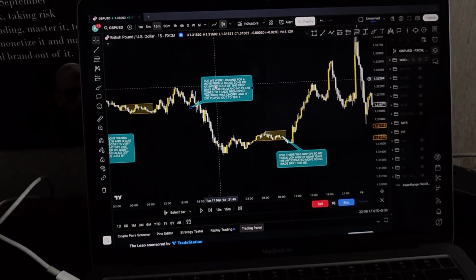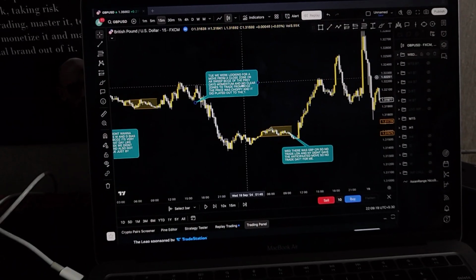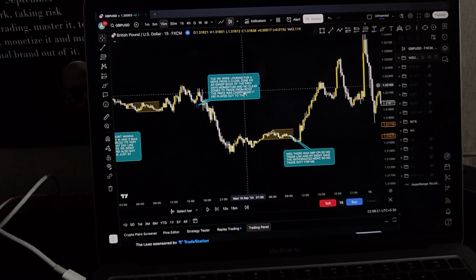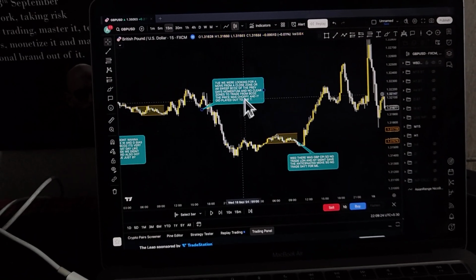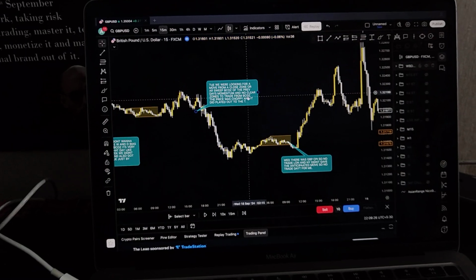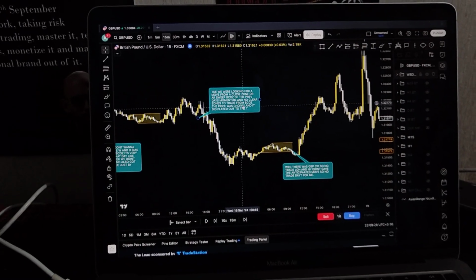Tuesday, we were looking for a move from a closed zone or an Asian range sweep because of the previous day's momentum and no clear zones to trade from. This is one of my rules, and this is one of the things that I figured out through backtesting, and this works. I have seen it happen a gazillion times in the market.